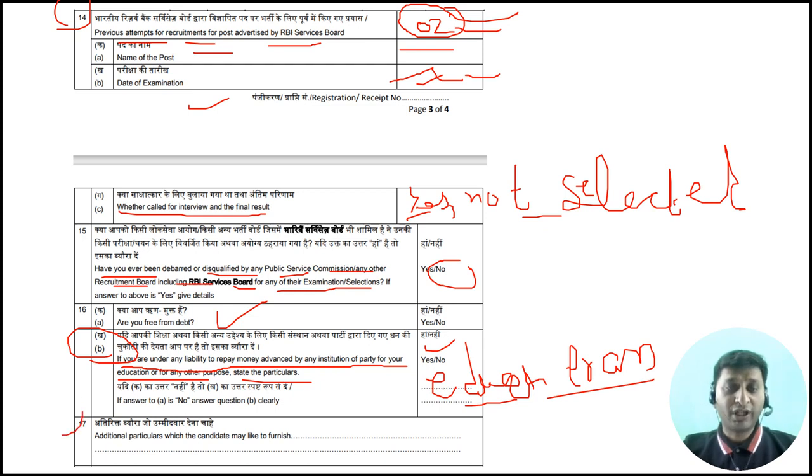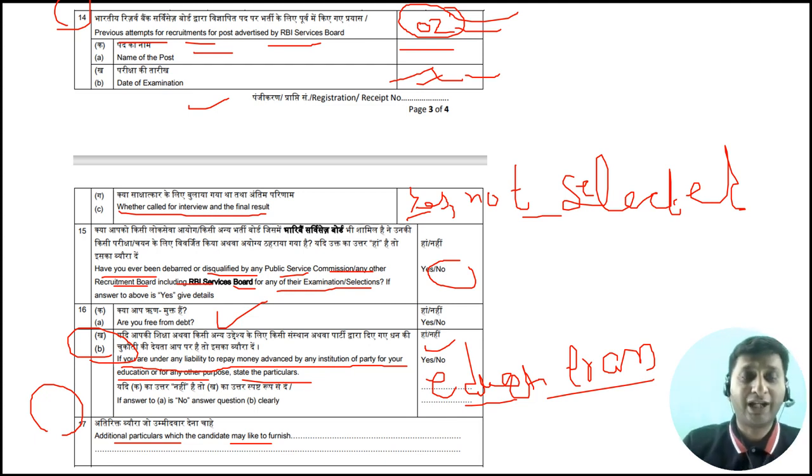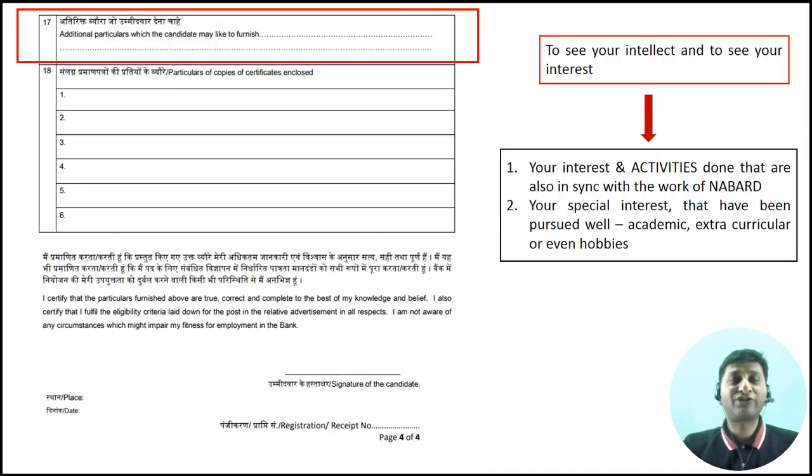Then point number 17 is additional particulars which the candidate may like to furnish. Now this is a very good question. Additional particulars which a candidate may like to furnish, because now this is a very open-ended question. This question actually gives you the opportunity to mention anything on which you want your interview panel to ask questions from you. And they have particularly given this column in your biodata form, which I'm pretty sure is to actually see your intellect and to see your interest.